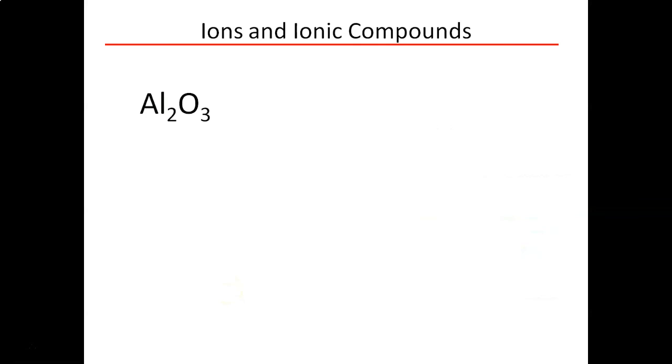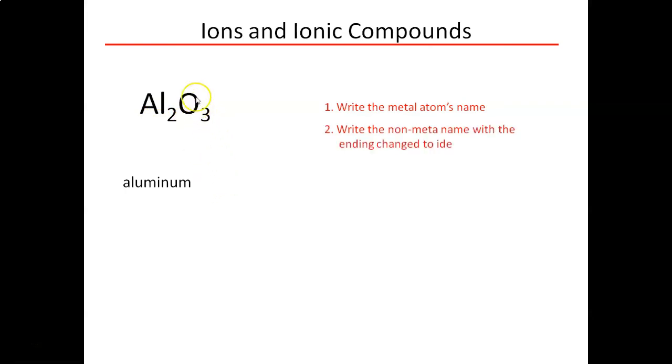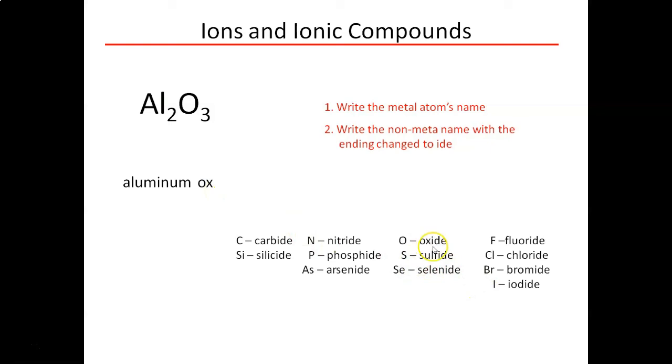Well, what if we have our formula and we want to name it? Because in chemistry we have names for our compounds. To name it, we're going to write the metal name first, and then we're going to write the non-metal name second. But we're going to change the ending of the non-metal to IDE. So instead of oxygen, we look at our list over here. I'm going to change the ending to IDE, so it's oxide. And so Al2O3 is called aluminum oxide.